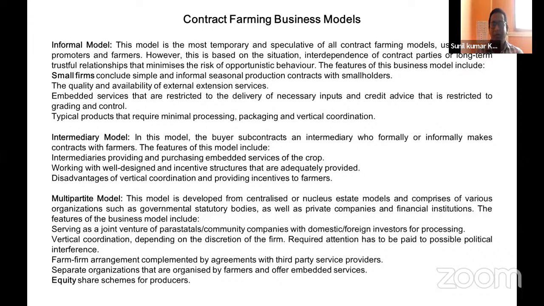It is majorly a convergence model, like we say generally when we talk about extension, we talk about the convergence model. Okay, some particular finance is required, and the input is provided by this company, implementation by this one, and if something comes up like processing, that can be provided by other firms also. So this is the multi-party model of contract farming.